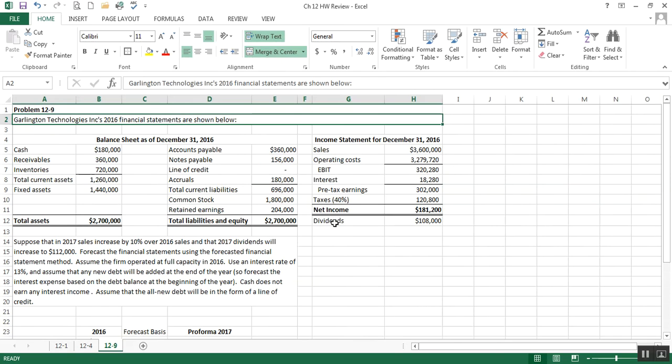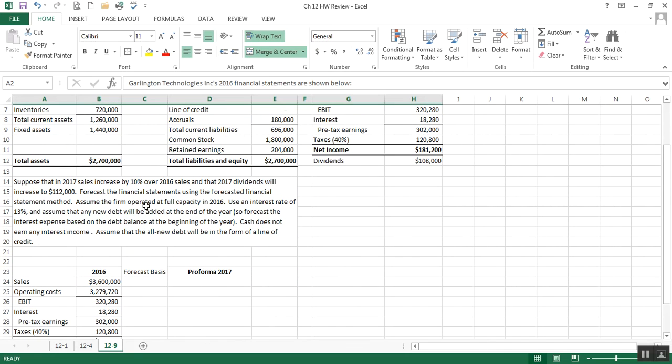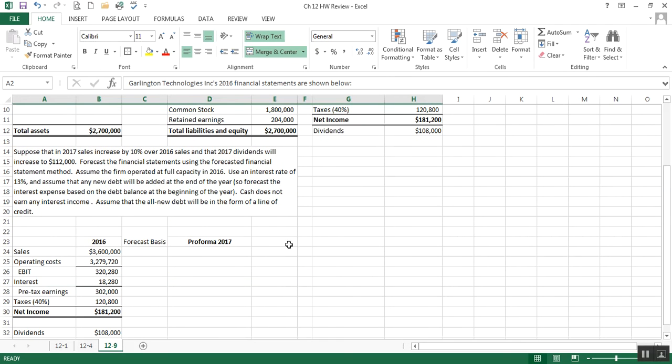Okay? And now let's look at 12.9. This is forecasting an income statement. So we're given a set of balance sheet and income statements for the year ended December 31st, 2016. Suppose that in the following year, sales increase by 10% over their 16 level, and that 17 dividends will increase to 112,000. Not increase by. That's a key difference there. The problem is asking us to forecast the financial statements using the forecasted financial statement method. Assume the firm operated at full capacity in 2016.